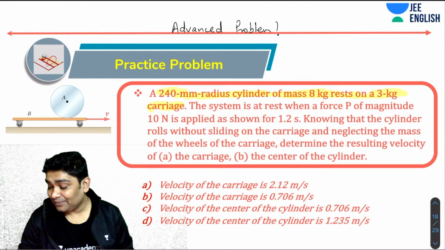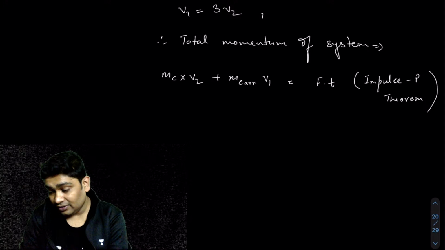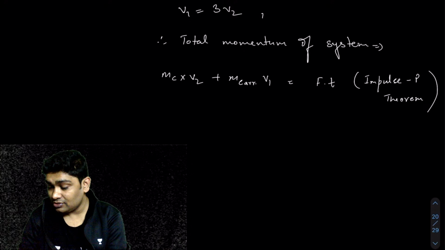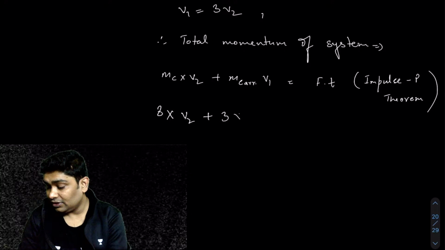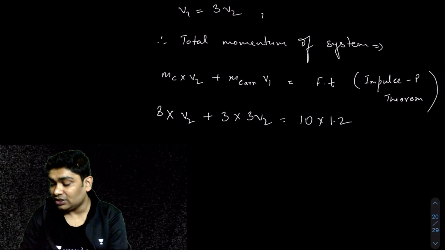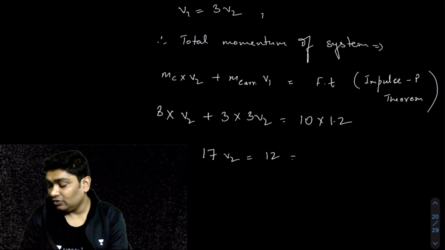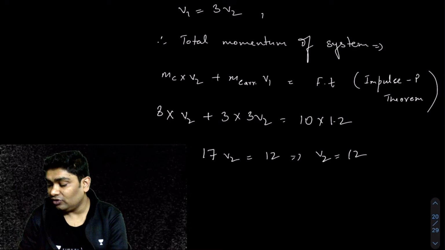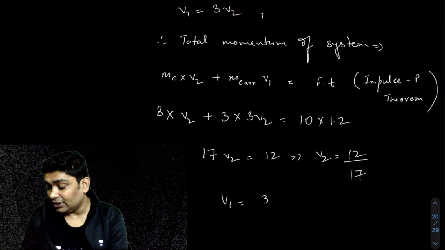अच्छा, इसका मास 8 kg सिलेंडर का and 3 kg for the carriage. I can say 8 times V2 plus 3 times V1 equals force was 10 Newton, it was applied for 1.2 seconds. What I'm getting is 17 V2 equals 12, or V2 would be 12 over 17, and V1 obviously would be 3 times this, so 36 over 17.